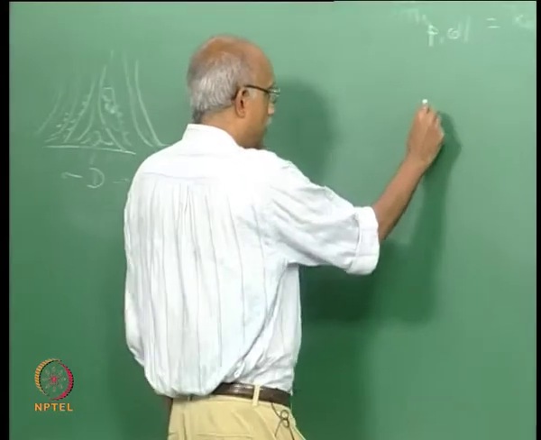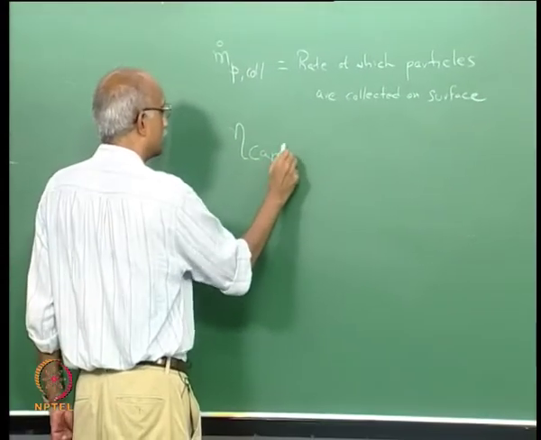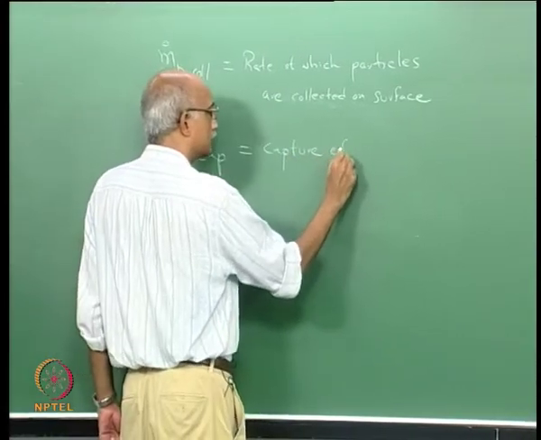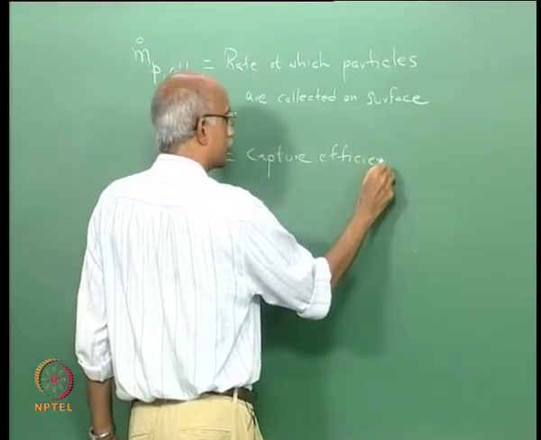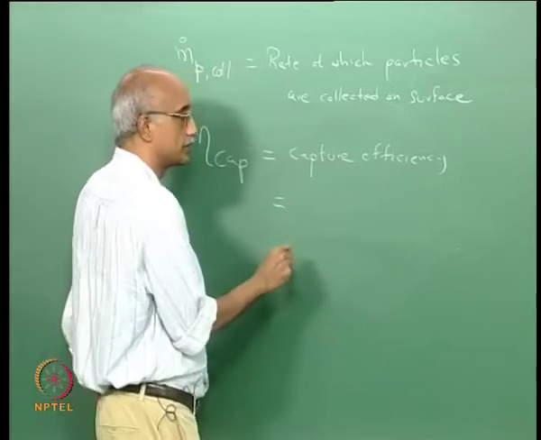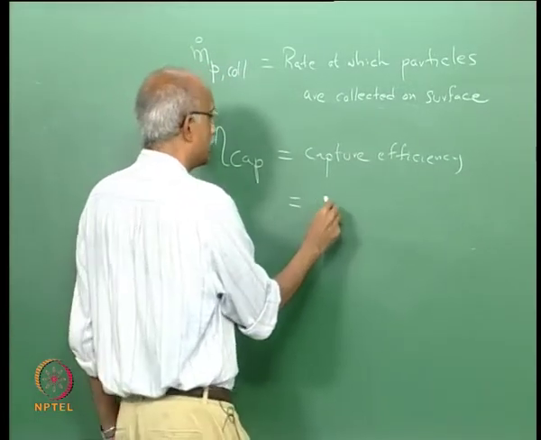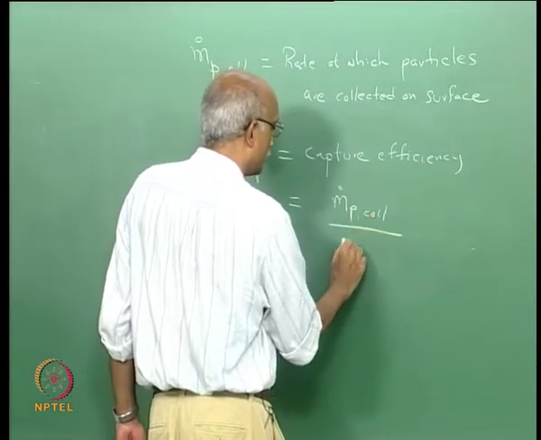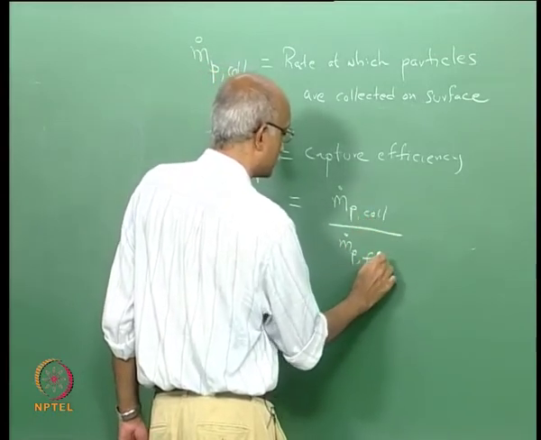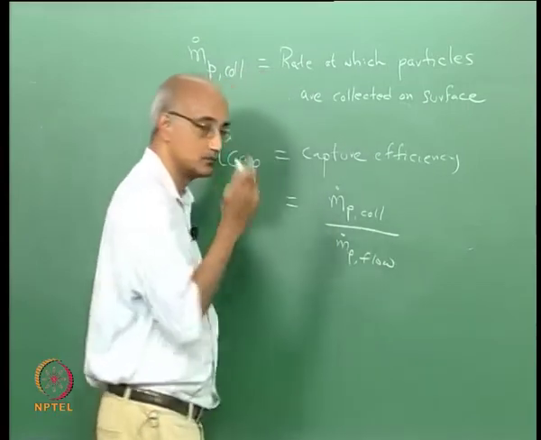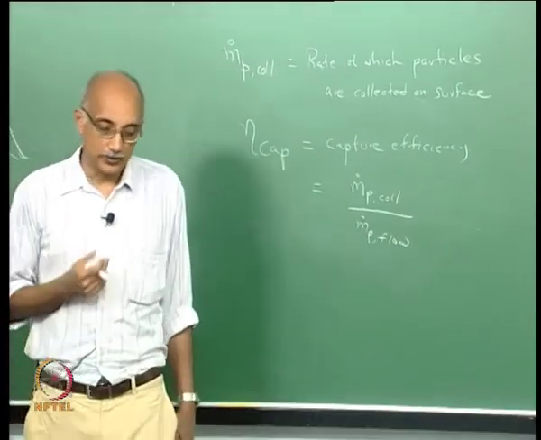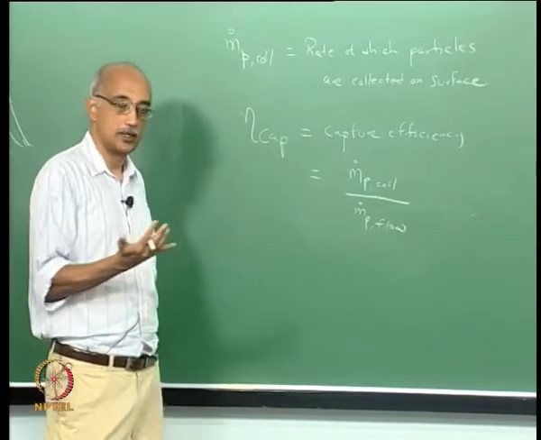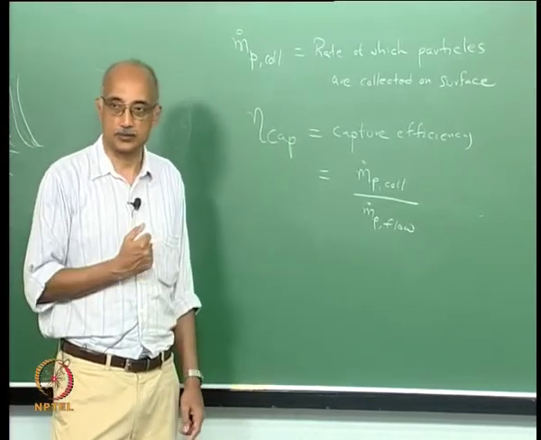So this parameter, eta, capture efficiency, is basically the ratio of the two. So it is the collected material, m_p dot collected, over m_p dot flowing. It's a ratio of the rate at which particles are collected on the surface to the rate at which they are flowing across the surface.